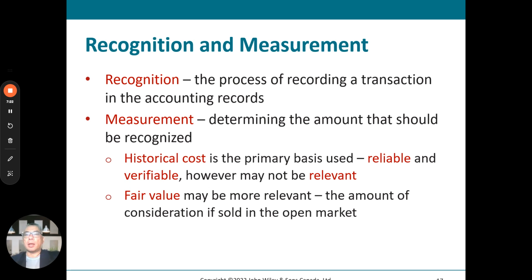However, it may not be relevant, okay? And it has to be able to be verified. Number two is fair value. It may be relevant; it is the amount the asset would be sold for in the open market.